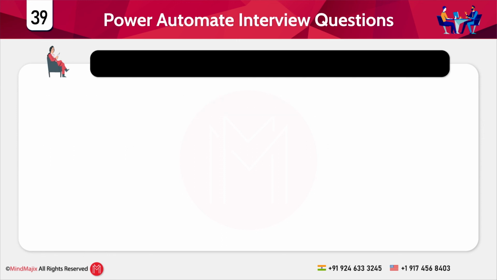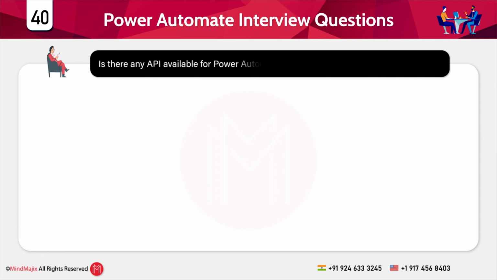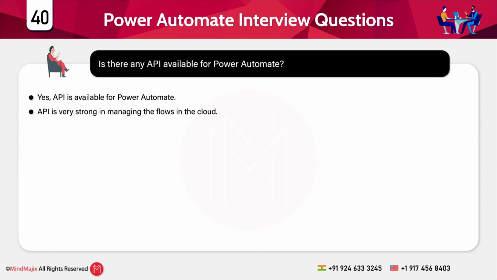The next question is, tell me the three different types of Power Automate connectors. As you can see on the screen, these are the different types of Power Automate connectors: business data group, non-business data group, and block data group. The next question is, is there any API available for Power Automate? Yes, an API is available for Power Automate. The API, or application programming interface, is very strong in managing the flows in the cloud. We can even resubmit all of the flows that failed at the API's endpoints.